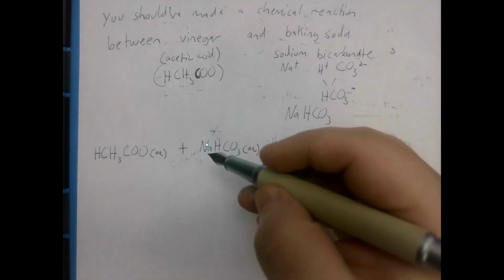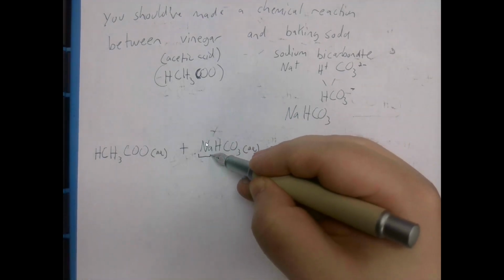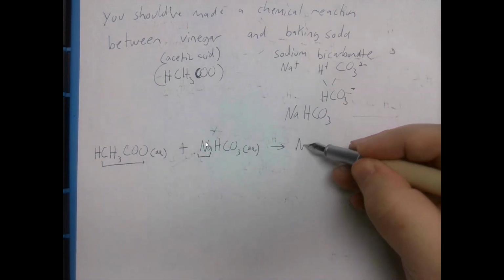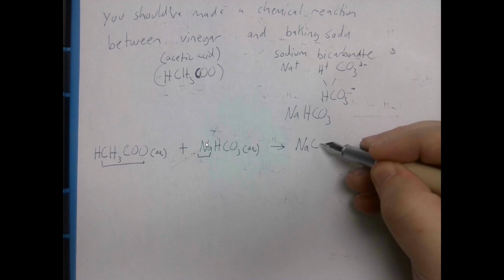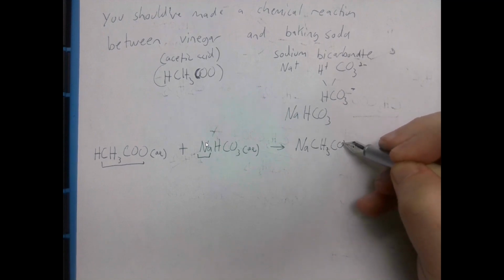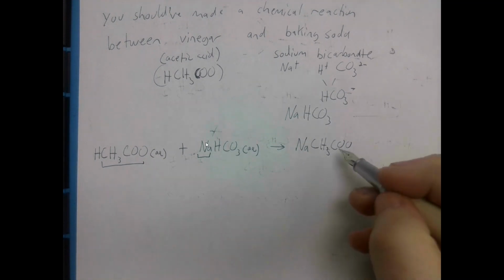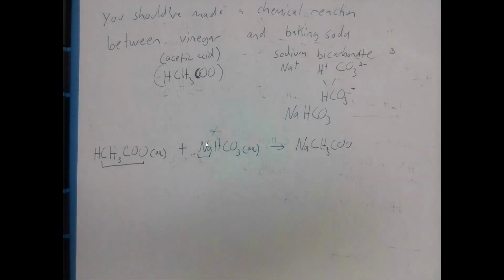Double displacement. So the cation here is going to get the anion here. So that would make sodium acetate. If y'all remember my supersaturated solution where I dropped the crystal into it and it instantly froze? That is this chemical. This is how you make it.